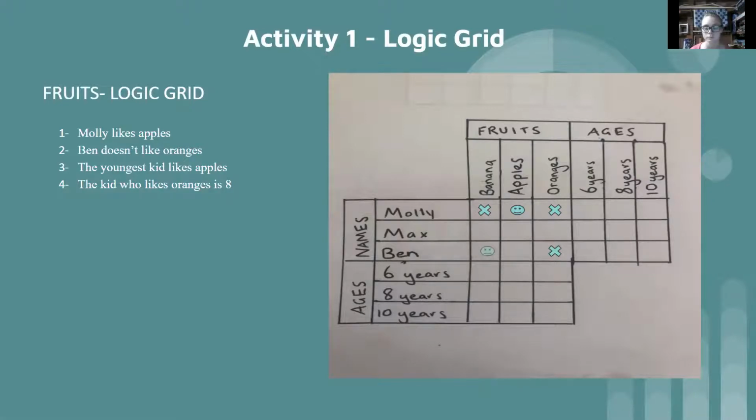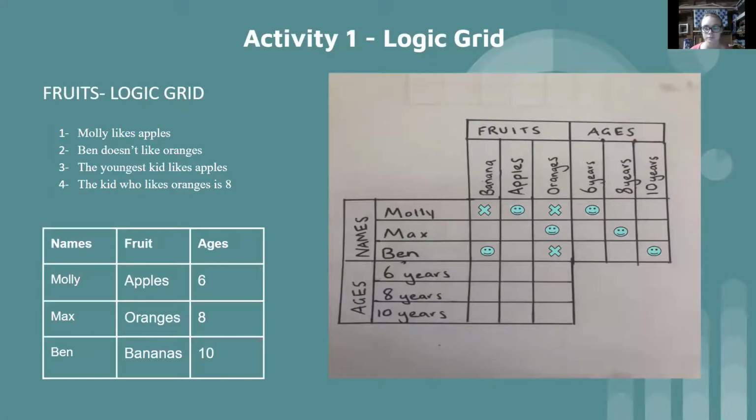The youngest likes apples and Molly likes apples, so Molly must be 6. The kid who likes oranges is 8, and we already know that Molly likes apples and Ben does not like oranges, so that means that Max has to like oranges, meaning Max is 8, leaving Ben left to be 10. Now check your results at the bottom left.